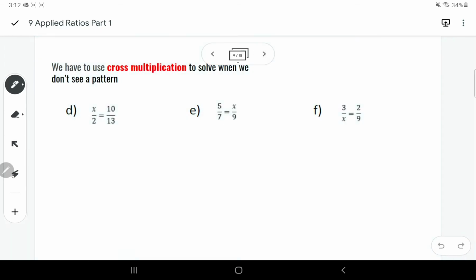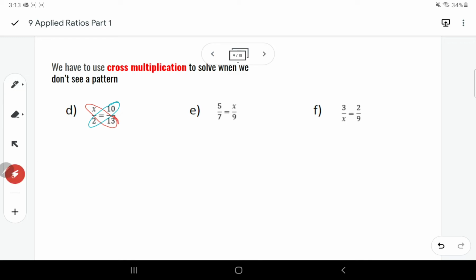So we're going to do a couple more examples of this. If we don't see a pattern, you have to use cross multiplication. Cross multiplication, if you like this way, it will actually always work, even for the ones where there is a pattern. So I'm always going to circle the diagonal that has the x in it first.